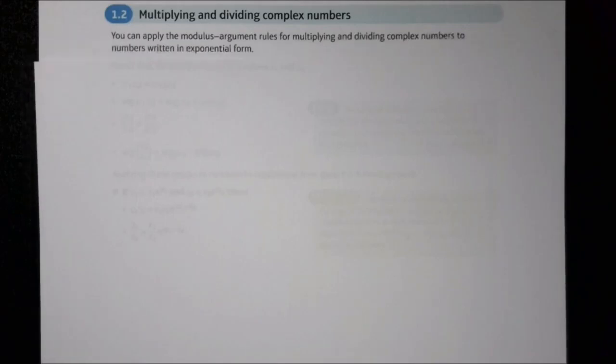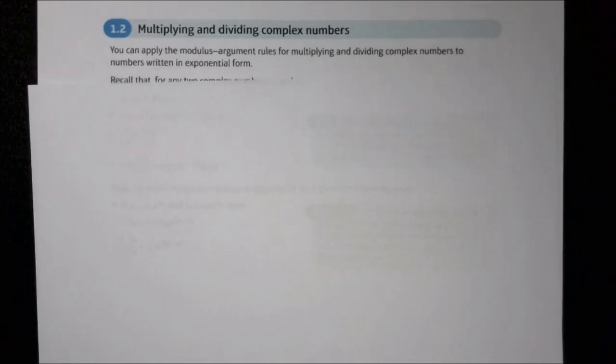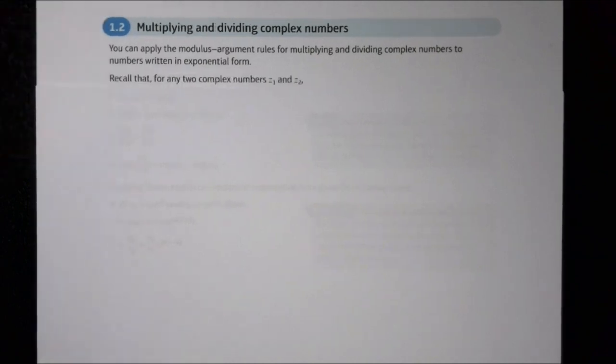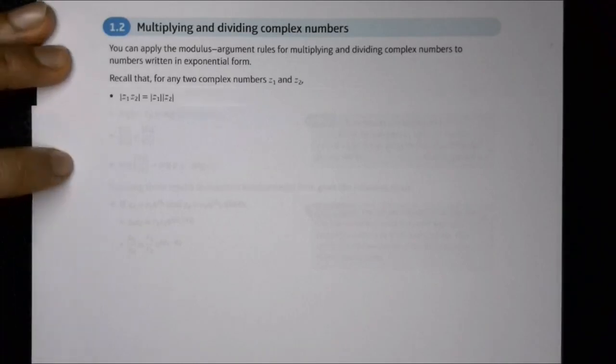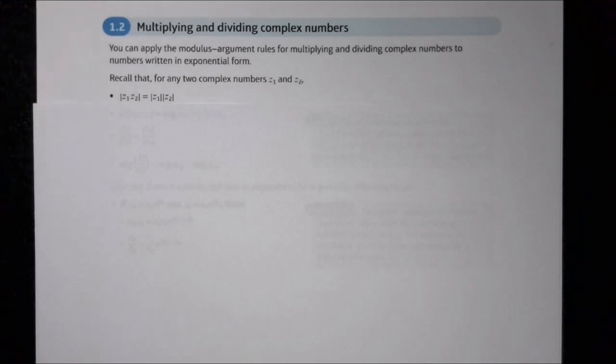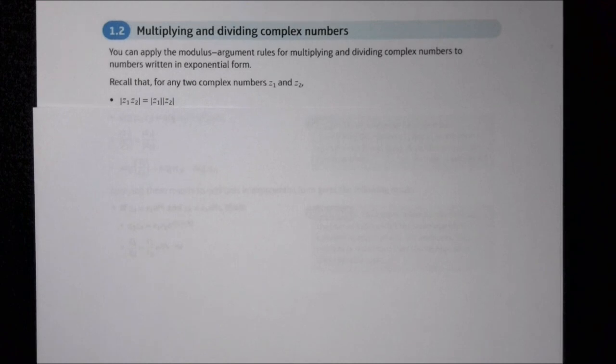Multiplying and dividing complex numbers. Now, you can apply the modulus argument rules for multiplying and dividing complex numbers to numbers written in exponential form. So, if you remember from previous videos, if we have any two complex numbers, say z1 and z2, then the modulus of z1 times z2 is equal to the modulus of z1 times the modulus of z2.